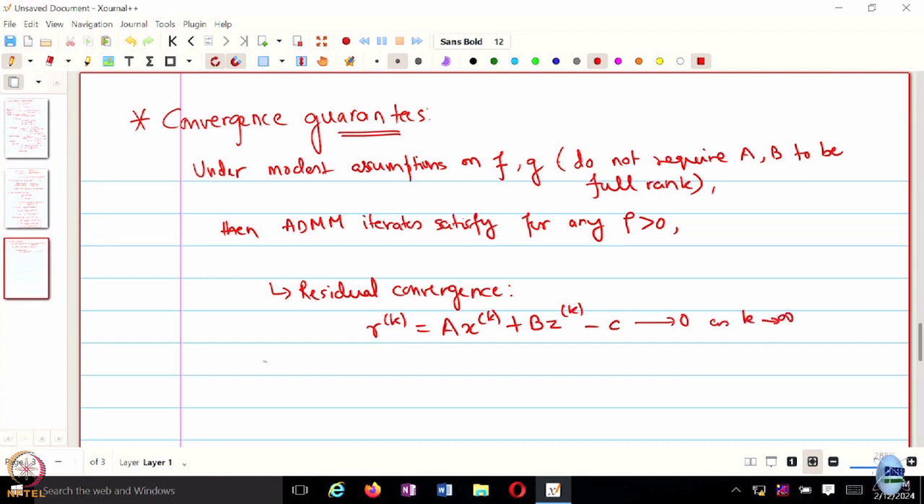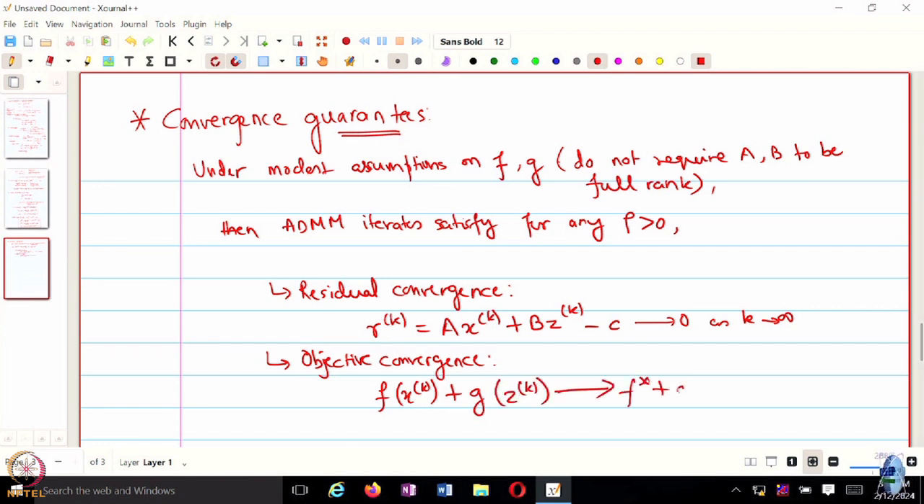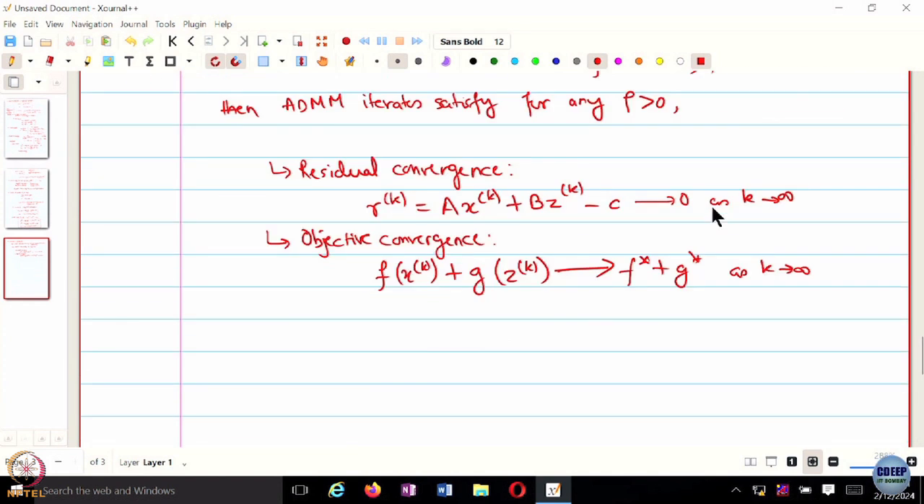You have objective convergence, meaning f of x_k plus g of z_k converges to f star plus g star as k goes to infinity. And then you have dual convergence as well, which is convergence on nu, and it says that nu_k goes to nu star as k goes to infinity.